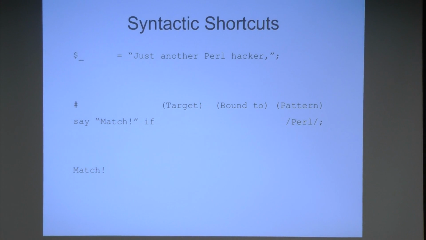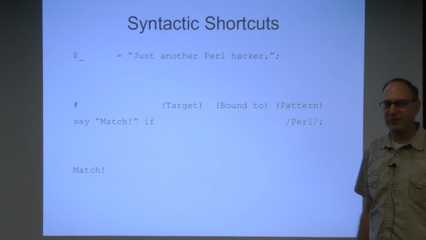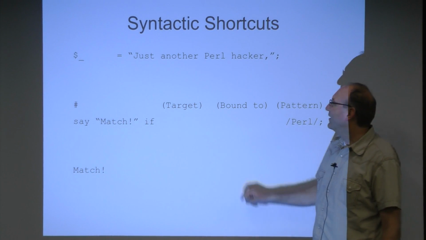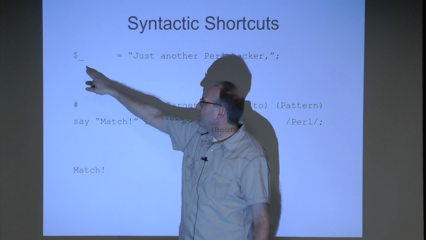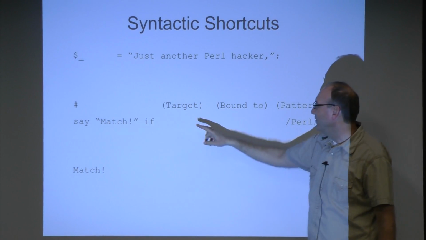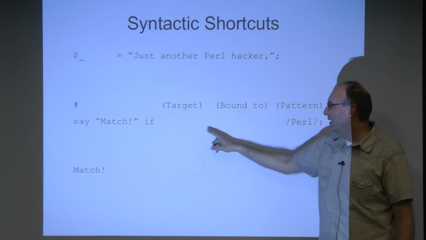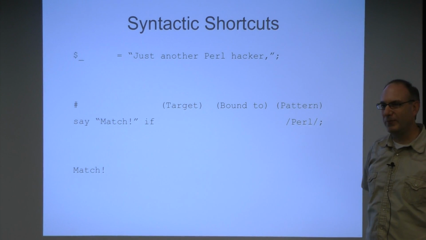That's starting off real basic. And we'll just look at some syntactic shortcuts, which will make it easier for us to go through the rest of the discussion. Here we're going to assign just another Perl hacker to what Perl considers its topic variable, or the it variable. And if we do that, then we no longer have to worry about binding. This is implicitly bound to our regular expression operator.